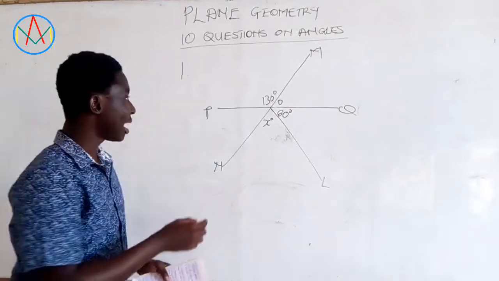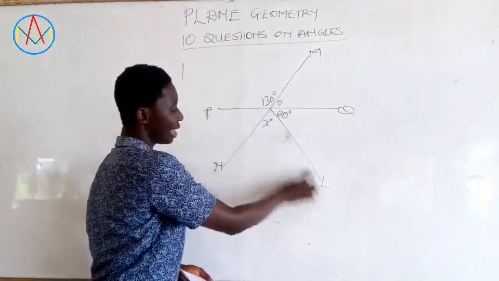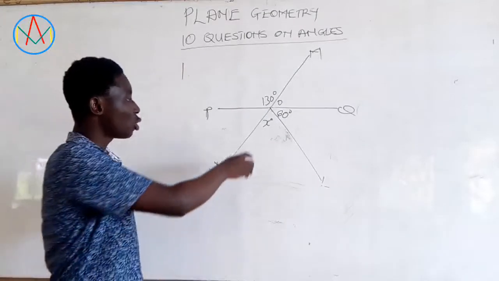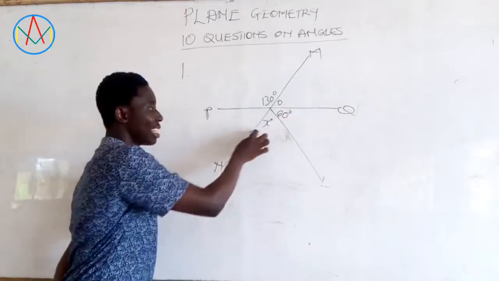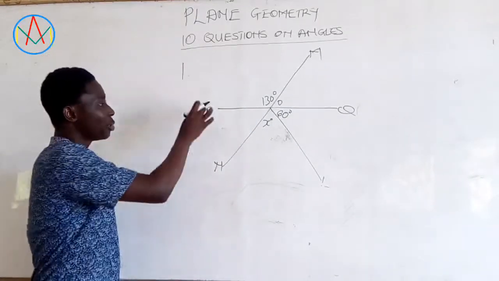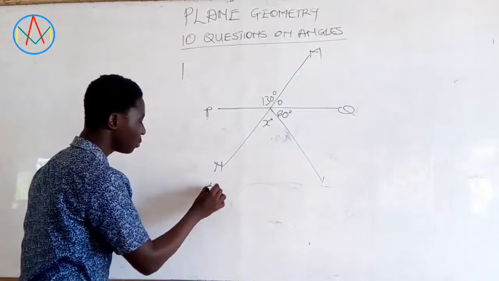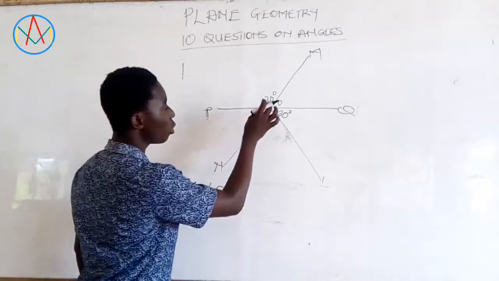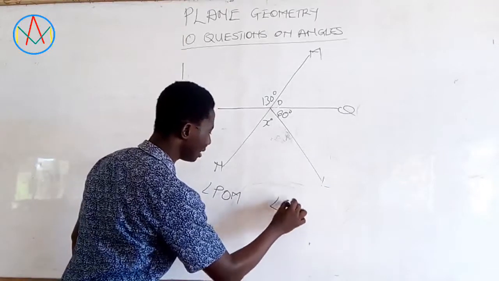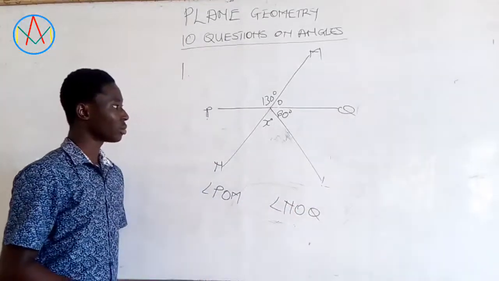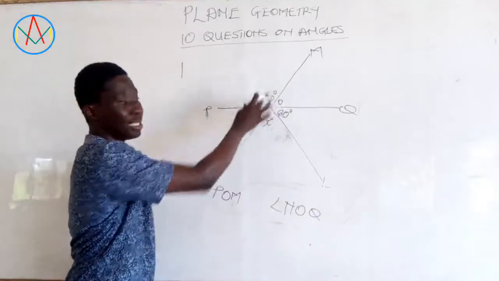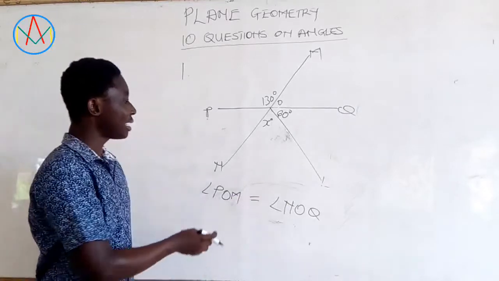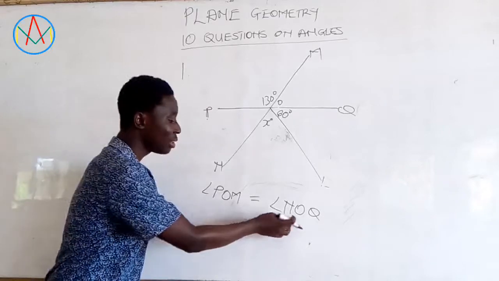Angle QOL equals 60 degrees. Calculate the value of X. So we have to find the value of X, this X. Now looking at angle POM and angle NOQ, they are vertically opposite angles. And vertically opposite angles are equal. So we can say angle POM is equal to angle NOQ.